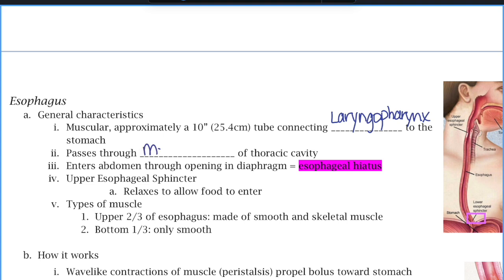This is like a throwback to first unit. It enters your abdomen through an opening called the esophageal hiatus. So, you remember how we were dissecting the rat, right? And you were looking for that thin sheet, that thin flap of muscle we call the diaphragm. You guys remember that? In the pig, you're going to find it too. There's a little hole, and the esophagus goes through it. So when you dissect a pig, I'm going to want you to find that, okay? It's called the esophageal hiatus.